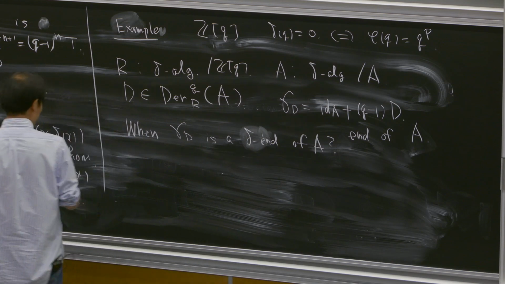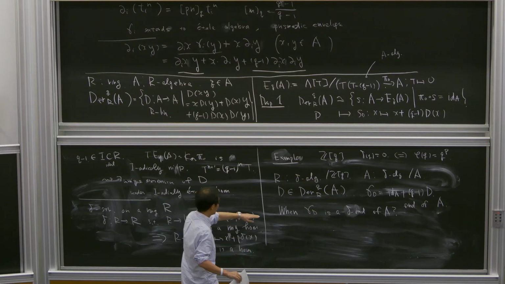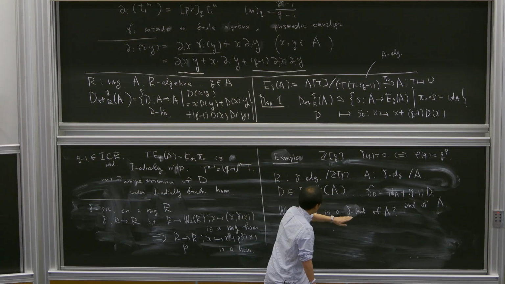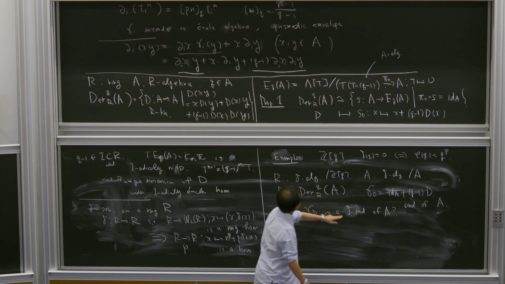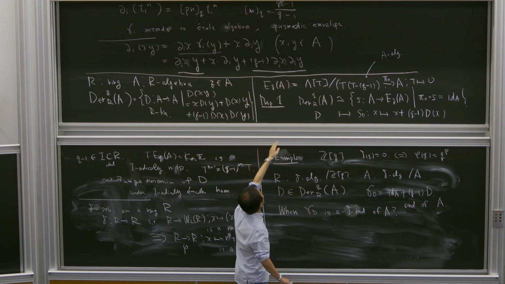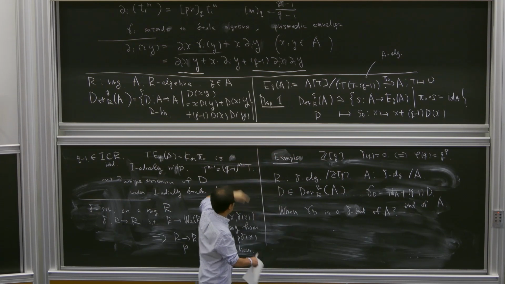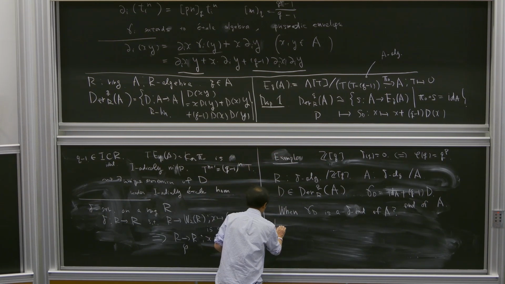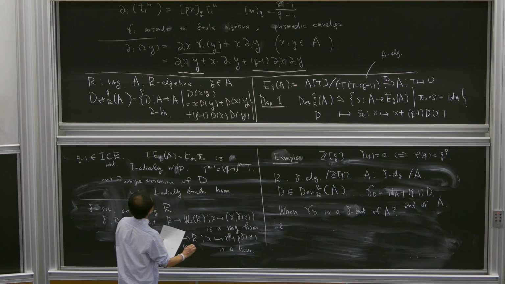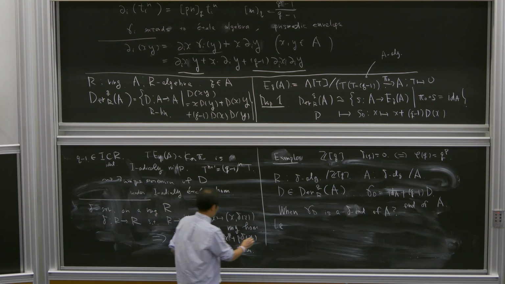So I just explain the interpretation of this condition in terms of the ring E_q of A. So this is actually quite easy. So this is Lemma 2.